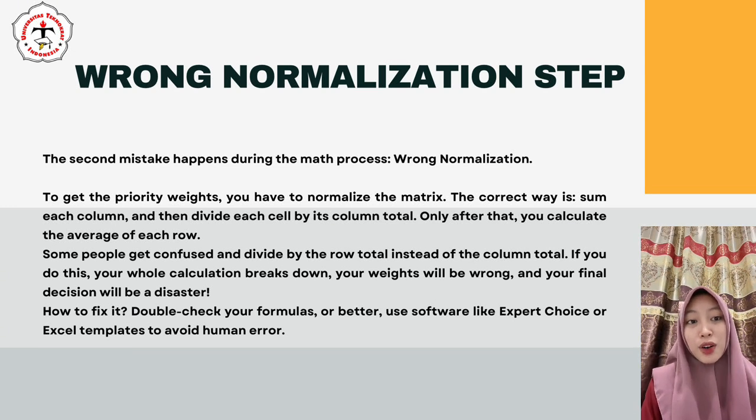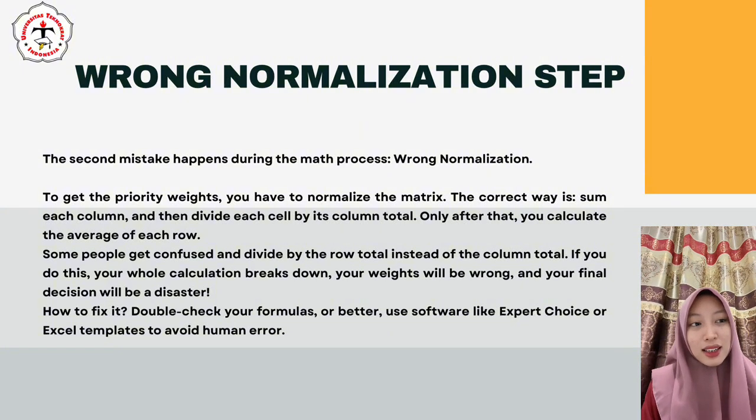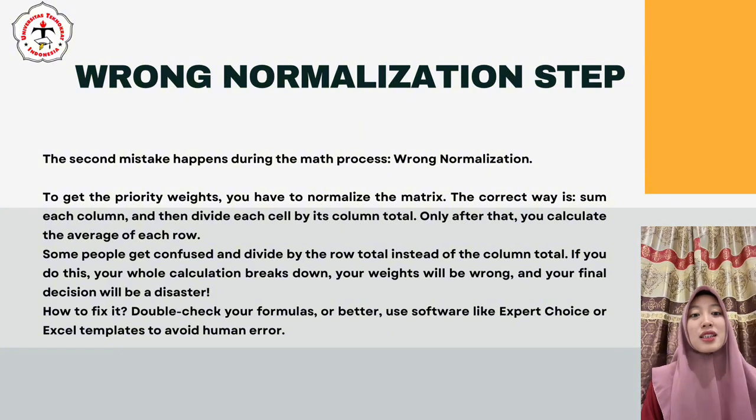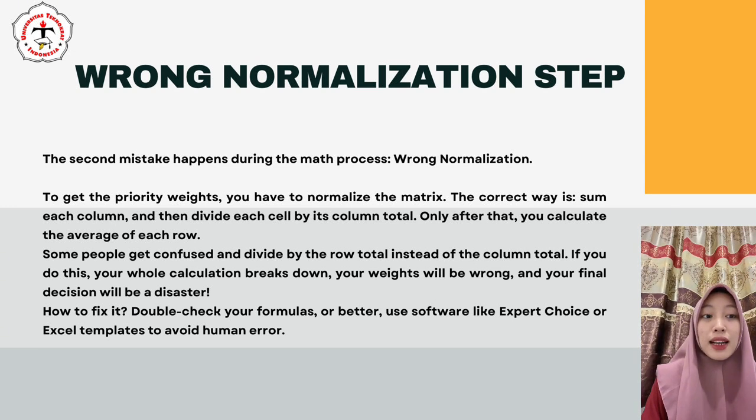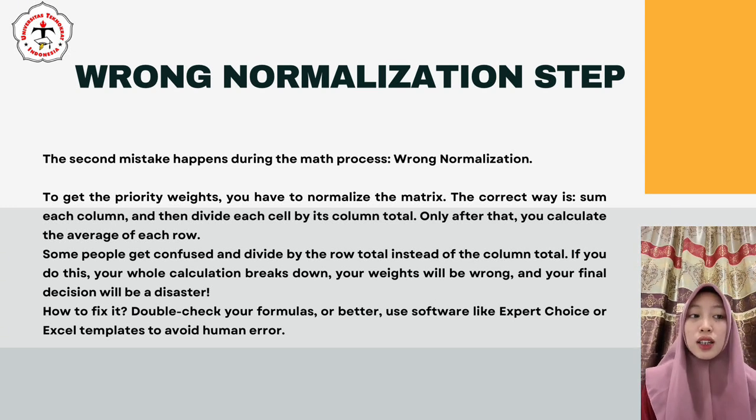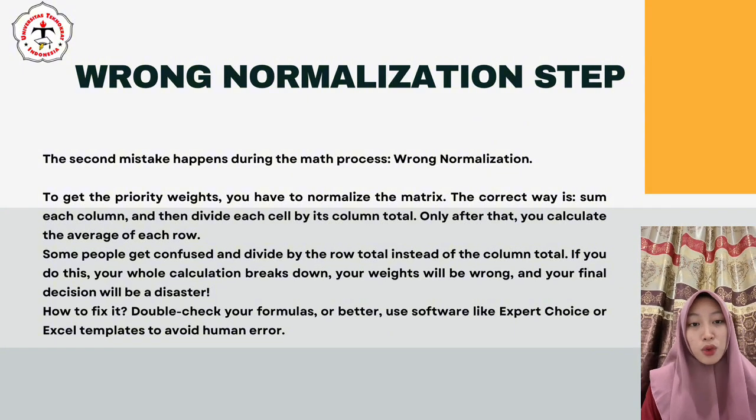Wrong normalization step. The second mistake happens during the math process, wrong normalization. To get the priority weights, you have to normalize the matrix. The correct way is to sum each column and then divide each cell by its column total. Only after that, you calculate the average of each row.